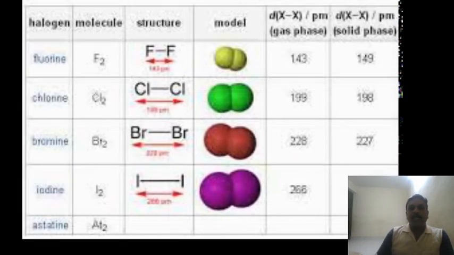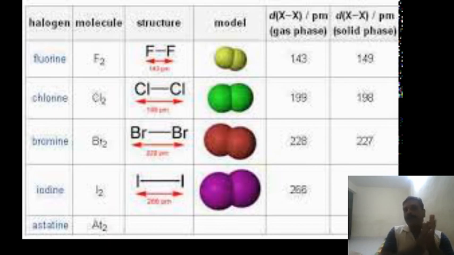Okay. Then see here the halogens. All these halogens do not occur in a monoatomic form, but all these elements occur in a diatomic form. So two fluorine atoms, the formula of that will be F2, two chlorine atoms Cl2, bromine Br2, iodine I2, like that you will get. And the structure, you can see there, F2, Cl2, Br2, I2, these are the models of that.